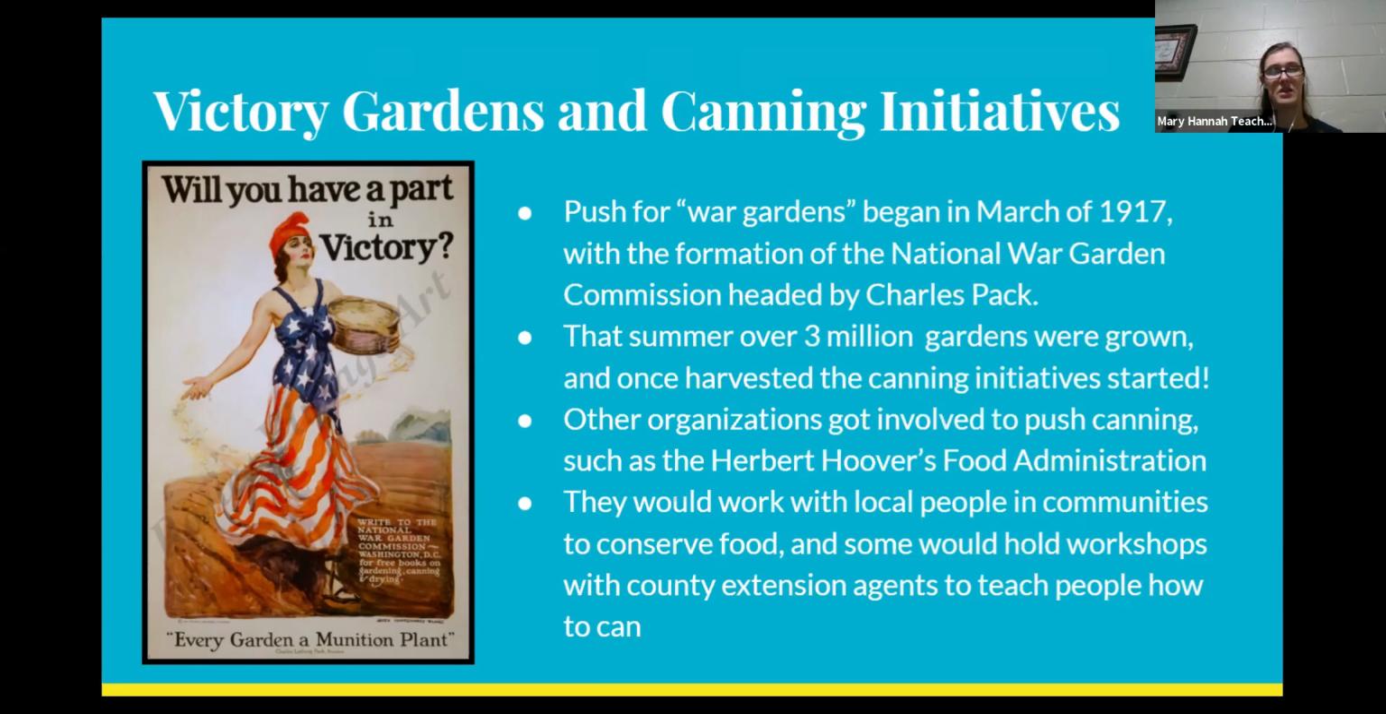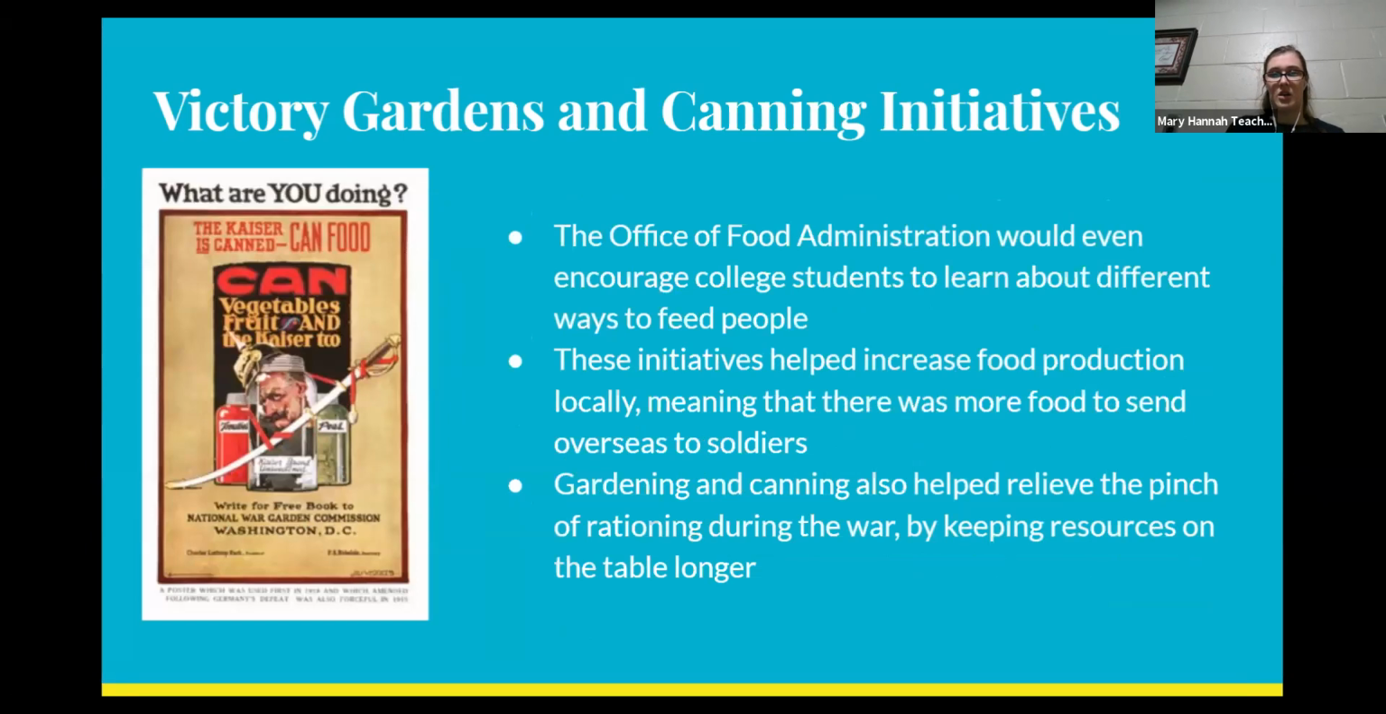The idea being that there is a scarcity, so they're being practical and frugal. Those are 2 more of our 4 steps to a good wartime initiative, right? They are helping people create food, grow food, right? And then keep it so that they don't have to go to the grocery store as often. So they increase food production locally, meaning there's more food to send overseas to soldiers, and it relieves the pinch of rationing during the war by keeping resources on the table longer.